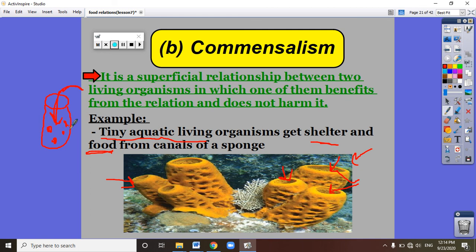So here the sponge gives the tiny aquatic living organisms shelter. What is the meaning of shelter? Meaning home and food. Here the tiny aquatic living organisms take shelter and home from the sponge. What does the sponge get from the tiny aquatic living organisms? The sponge takes nothing. So in the commensalism food relationship, one gets benefit and the other neither benefits nor is harmed.